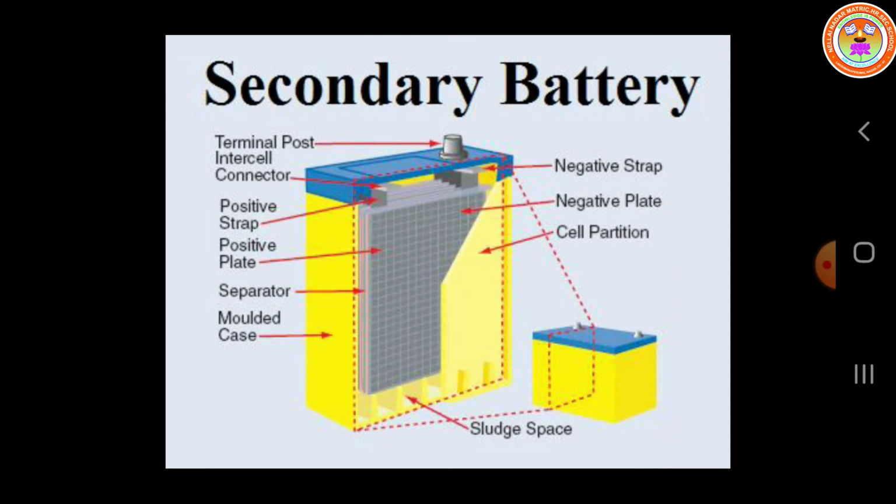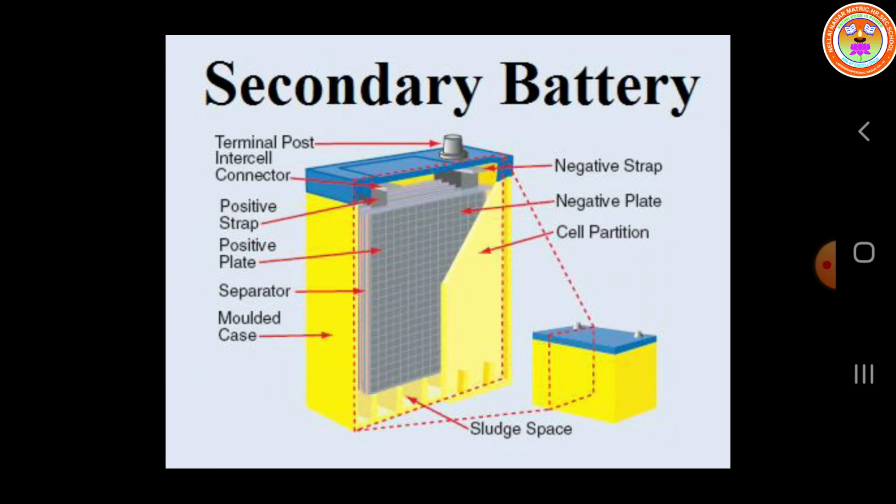Next, let me explain about secondary cells. Definitely you have noticed them; all of you are very aware of the secondary cell. Let me explain what a secondary cell is. A cell that can be recharged many times is called a secondary cell. These cells can be recharged by passing electric current. Can you give me an example?